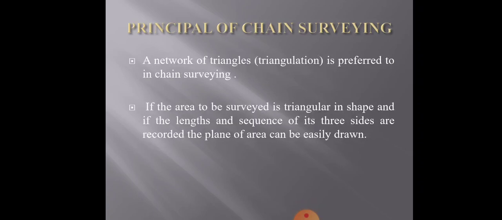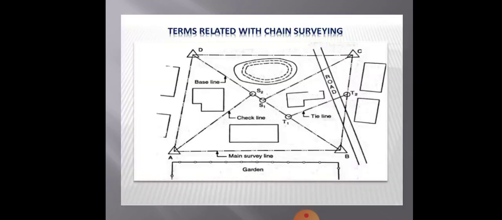A network of triangles or triangulation is preferred in chain surveying. If the area to be surveyed is triangular in shape and the lengths and sequence of its three sides are recorded, the plan of the area can be easily drawn. And this is the sketch diagram for explaining the terms used in chain surveying: baseline, check line, tie line, main survey line.